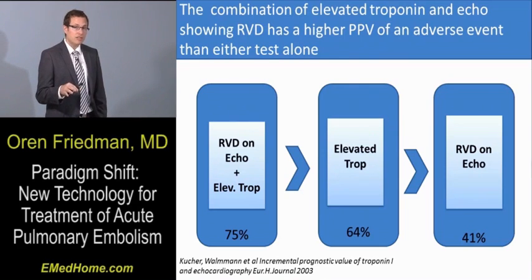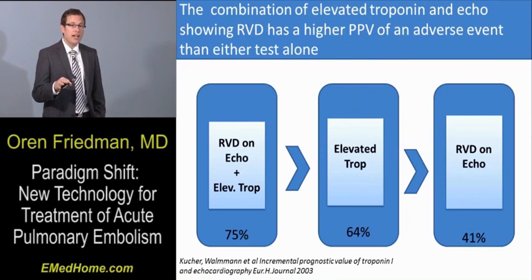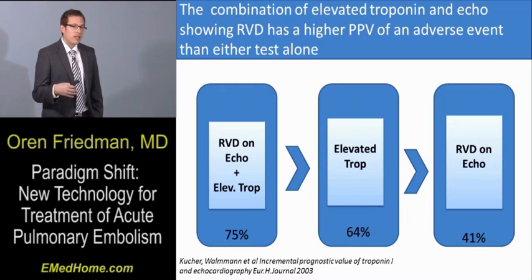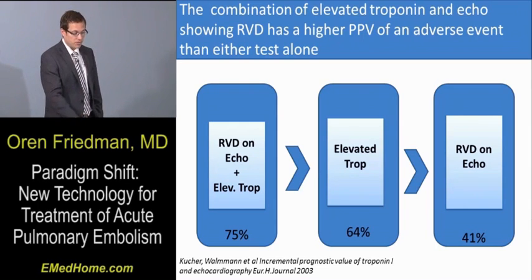If you had a combination of right ventricular dysfunction on your echo and an elevated troponin, that had the highest positive predictive value for an adverse event. If you had an elevated troponin alone, that also predicted an adverse event, and it predicted it slightly more than if you had echocardiographic evidence of right ventricular dysfunction. The combination of echocardiographic evidence of RVD and an elevated troponin was the most predictive of a bad clinical course.